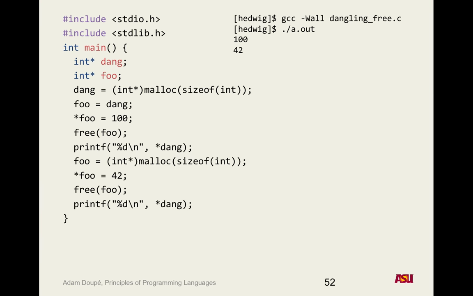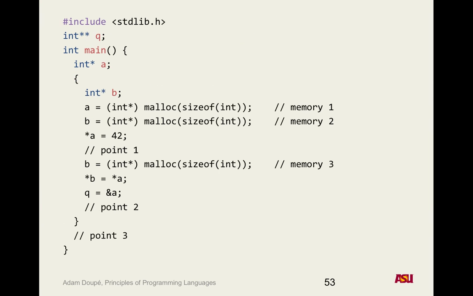Okay, so there's two types of dangling references. Now we're going to look at another one, though I can't remember where this example came from. I think it was earlier, no, maybe this was? No, okay, doesn't matter. Okay, new example, we have main, so we have an int star star Q.